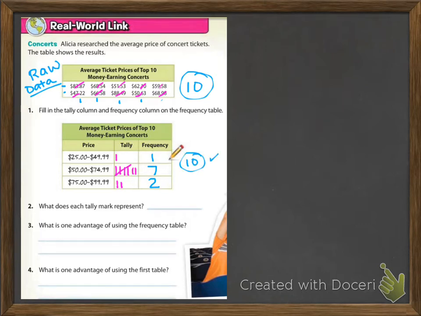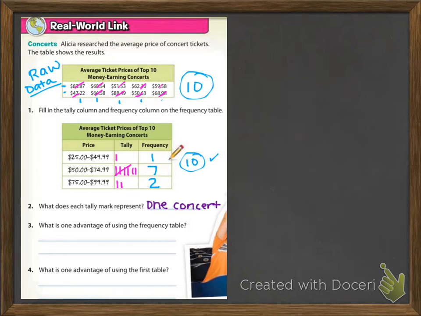Question 2 says, what does each tally mark represent? Well, each tally mark represents one concert. So you want to write that. All right, so you should have written one concert. What is one advantage of using the frequency table? So this is that question I was telling you about that they're going to ask you what the advantages are.